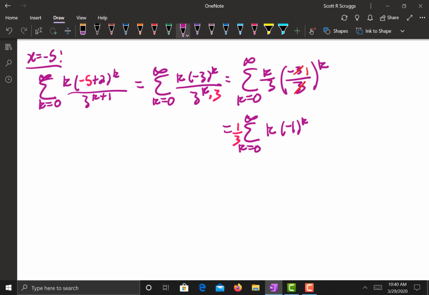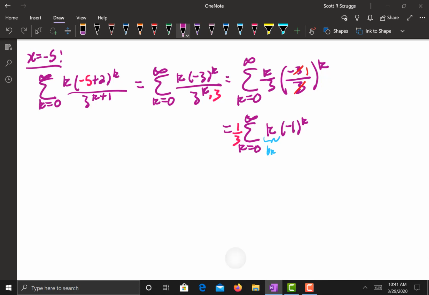Now, keep in mind that I cannot use the alternating series test, because I fail to satisfy its conditions. A b of k would be k, and that guy will always increase. So the first condition of the alternating series test is not satisfied, which means I have to try something new.